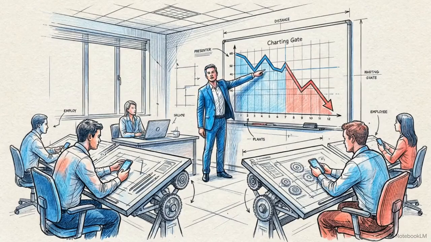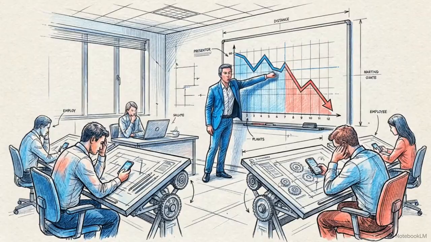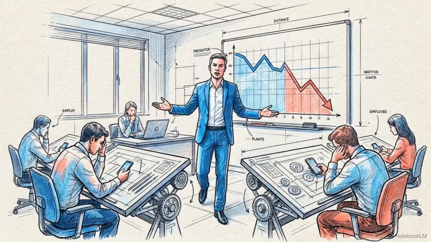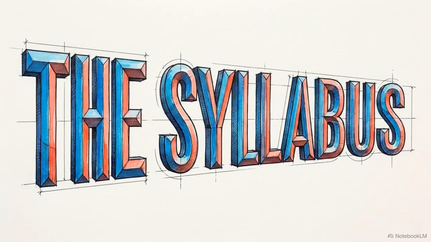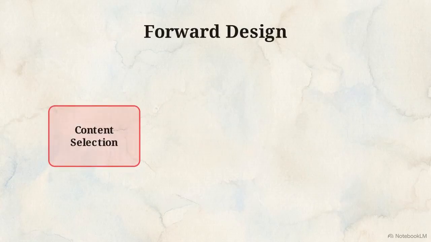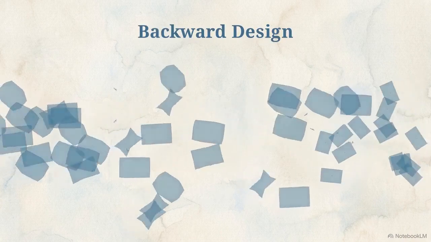Corporate learning programs consume billions of dollars annually, yet they frequently fail to produce the behavioral shifts required to meet business KPIs. This breakdown originates in the content trap, where subject matter experts prioritize the syllabus over solutions. They begin by asking, what textbook content do we need to cover? This forward design pipeline starts with content, moves to lesson planning, and ends with a final exam. This structure often decouples the instructional activities from the actual evaluation criteria.